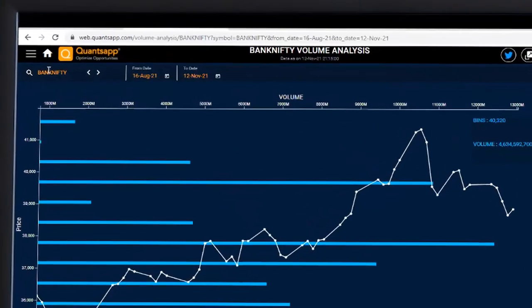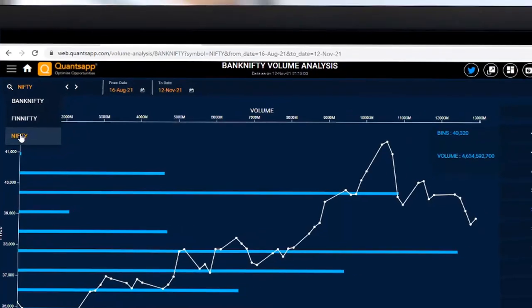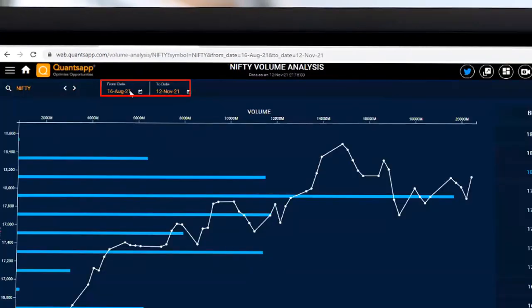So first, we can select our instrument from here. Let's take an example of Nifty. From date and to date, it is showing us the volume profile, or the volume analysis, for Nifty from 16th of August 2021 till 12th of November 2021.